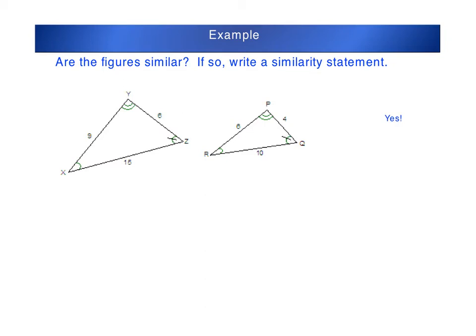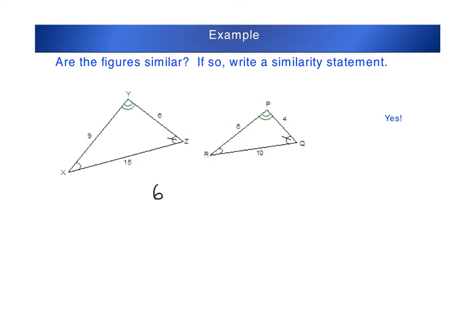Yes, they are similar, and you can see, first of all, the angles are all congruent. But as I check to see if the sides are proportional, I have to look at triangle XYZ and decide if it's proportional to triangle RPQ. Now, from XYZ, I locate the smallest side. That side is 6. I look at my other triangle and I locate the smallest side. I need to compare the smallest side to the smallest side.